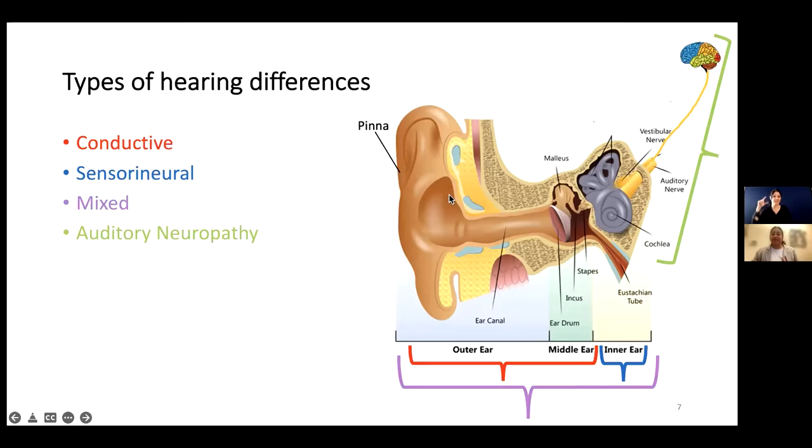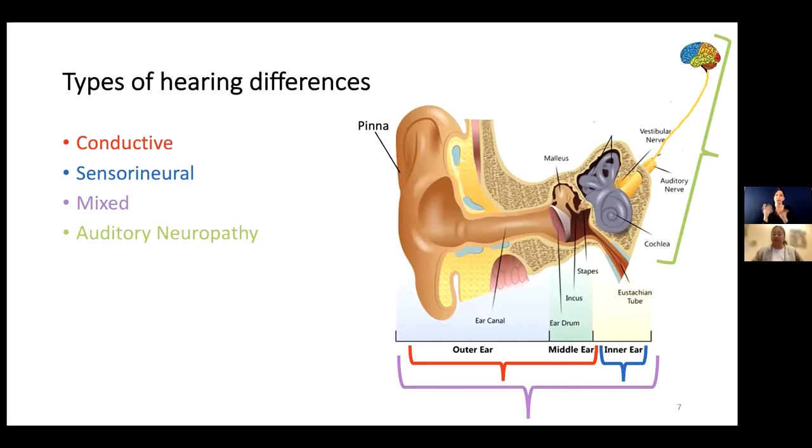The second type of hearing difference is a sensory neural hearing difference. That means there is a difference in the inner ear, in the cochlea, or the auditory nerve. A sensory neural hearing difference is permanent. There's also a mixed hearing difference, which is exactly what it sounds like, a combination of both a permanent hearing difference in the inner ear, as well as some type of conductive hearing difference, some type of blockage in either the middle ear or the outer ear.